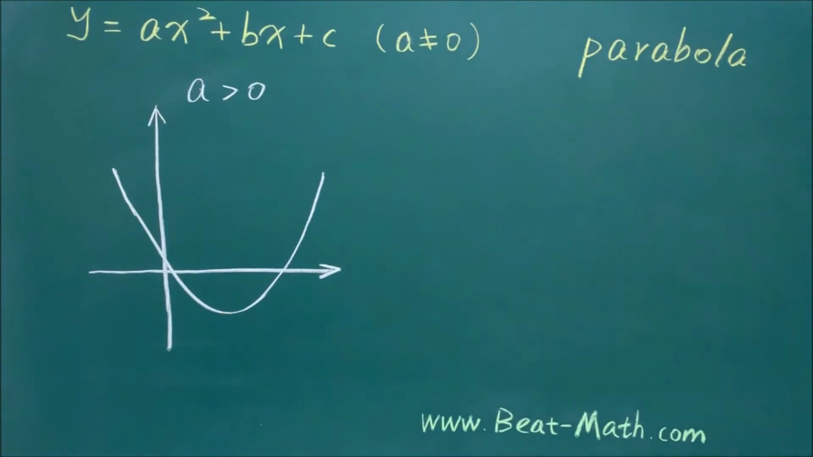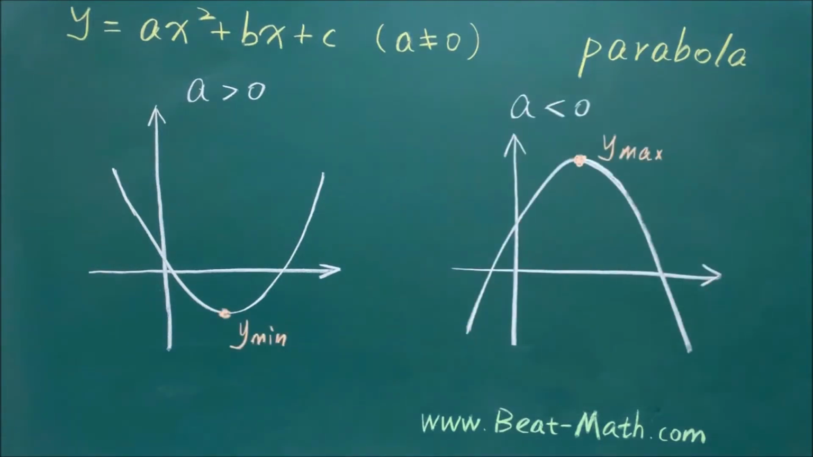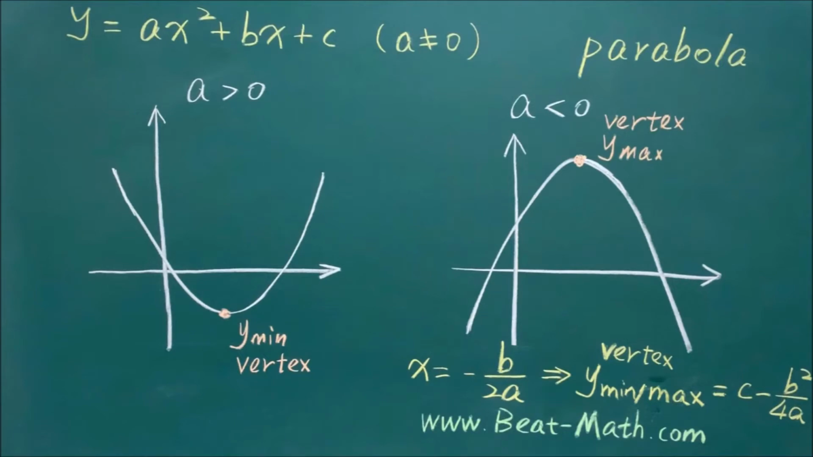Second, when we look at the parabola, we can see that it has the lowest point if it opens upward. That means the function y has a minimum value in this case. On the contrary, it has the highest point if it opens downward, and y has a maximum value. The lowest or the highest point is called the vertex. But how can you determine the value of the vertex? The result is when x equals negative b divided by 2a, the function will have a vertex, whose value is c minus b squared divided by 4a. Keep this in mind and it will help you solve problems with the quadratic function.